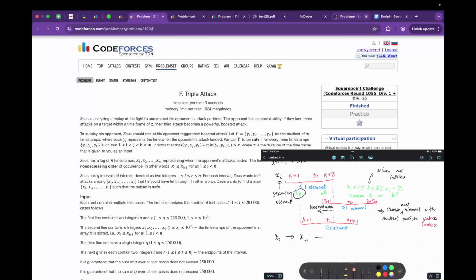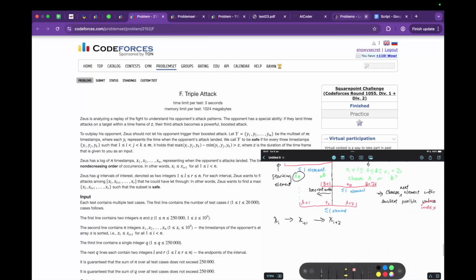So what about the next choice after this? You might say, okay, we want to choose the next element with the smallest possible index, right? So it must be xi plus 2, right? So it turns out that this conclusion is wrong, because if that's true, we could just select the entire array, right?